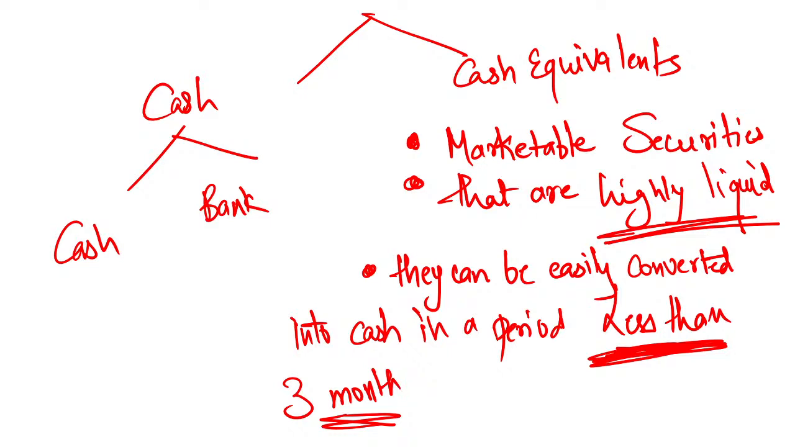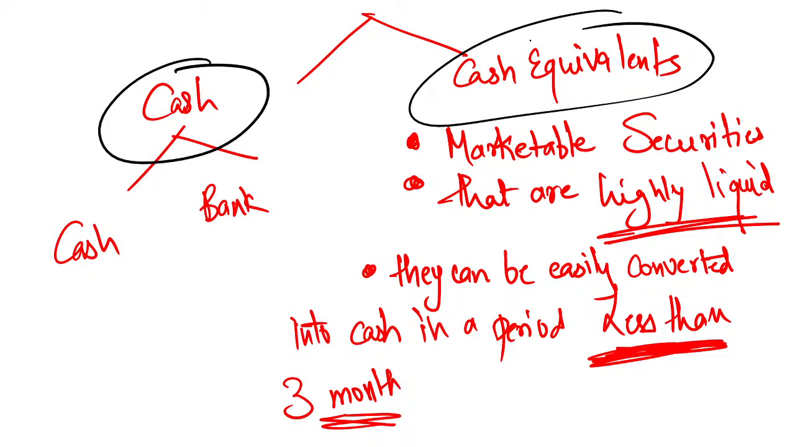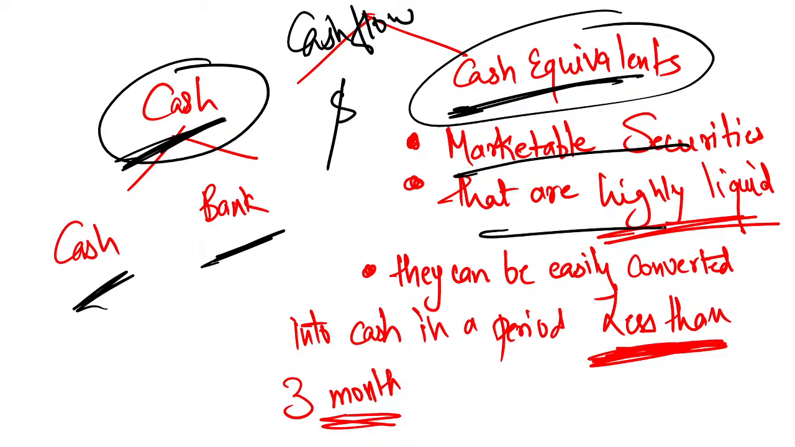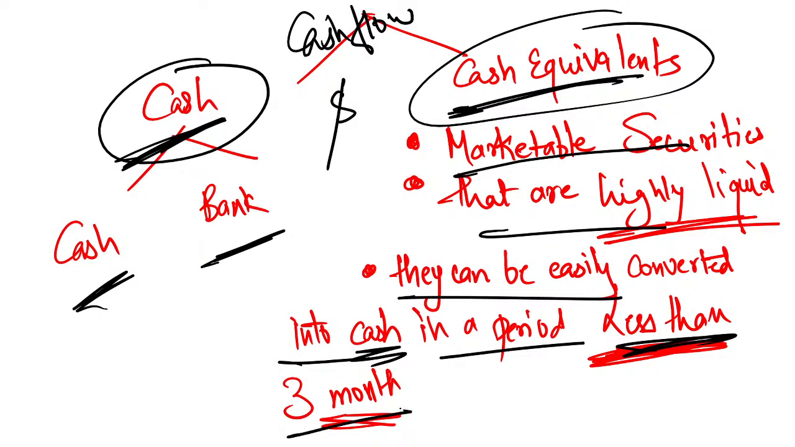So cash flow statement is a statement which records the cash flow of both cash and cash equivalent. Cash means cash and bank. Cash equivalent means marketable securities that are highly liquid, means they can be easily converted into cash in a period less than 3 months. So this is the meaning of cash flow statement.